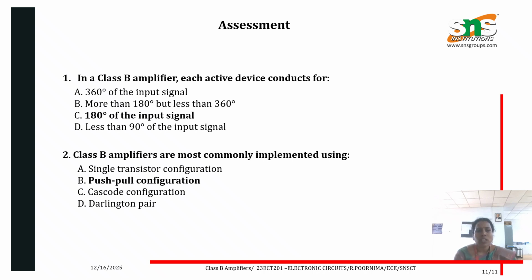Next question. Class B amplifiers are most commonly implemented using: single transistor configuration, push-pull configuration, cascade configuration, or Darlington pair. So the answer is push-pull configuration.